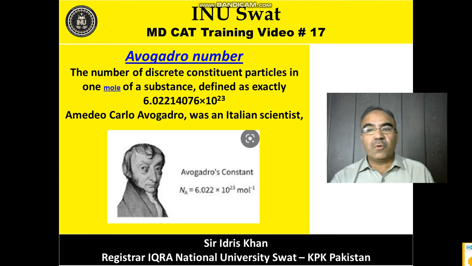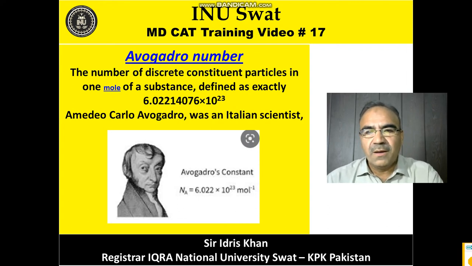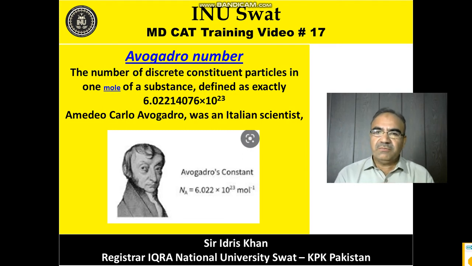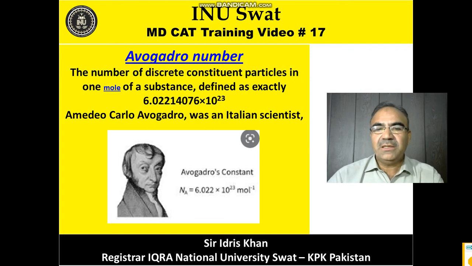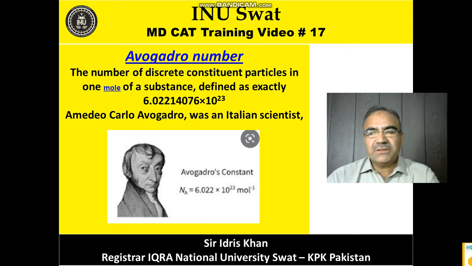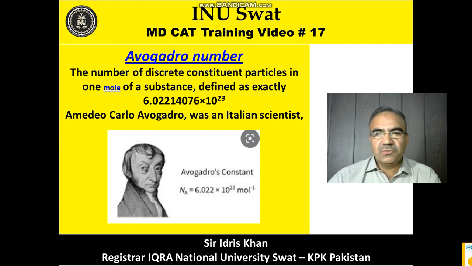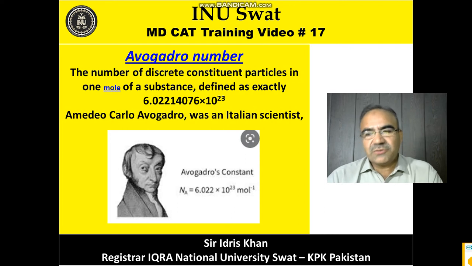Next we have Avogadro number. A little bit extra information for you. I think many of the students already know that the number of discrete constituent particles, it may be atoms, it may be ions, it may be molecules, in 1 mole of a substance is called Avogadro's number, and it is simply a number. It doesn't have any units. It is 6.022 or 6.023 multiplied by 10 raised to the power of 23.